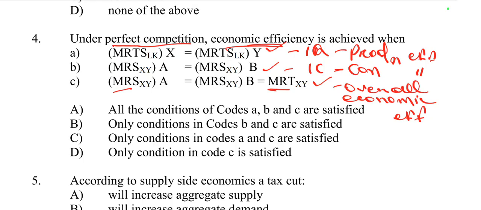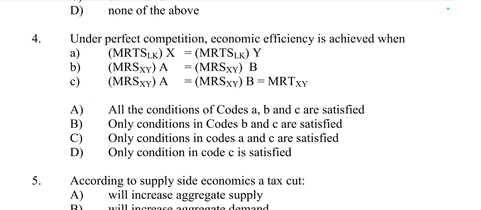So for overall economic efficiency, all these three conditions must be satisfied. All the conditions A, B, C are satisfied. So here the right option is option number A.